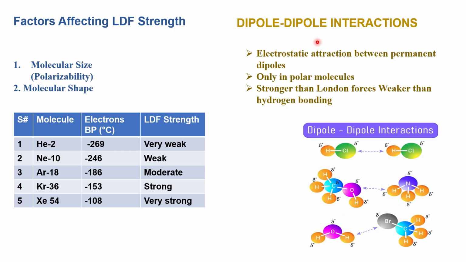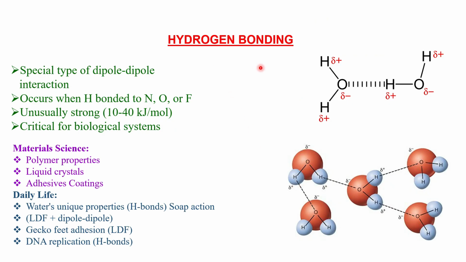Now, another type of bonding is dipole-dipole interaction. Dipole-dipole interaction occurs between molecules with permanent dipole moments. These interactions are directional and stronger than the dispersion forces but weaker than the covalent bonds. Hydrogen bonding is a special, unusually strong dipole-dipole interaction that occurs when hydrogen is bonded to highly electronegative atoms like nitrogen, oxygen, or chlorine.